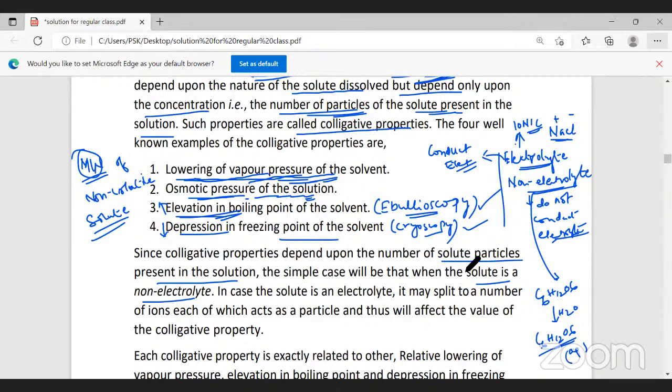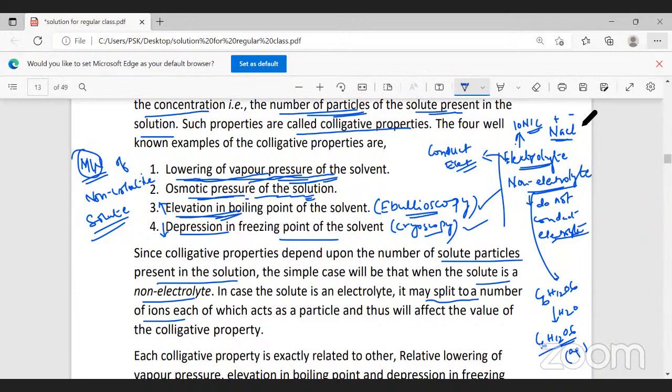Now, since the property depends upon the number of solute particles present in the solution, the simple case will be when the solute is a non-electrolyte. In case the solute is an electrolyte, it may split into a number of ions. See, NaCl can split to Na plus and Cl minus. A non-electrolyte does not undergo ionization, does not split. But in case of an electrolyte, it may split into a number of ions, each of which can act as a particle.